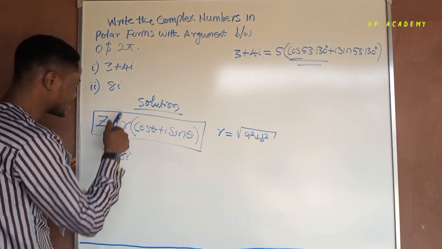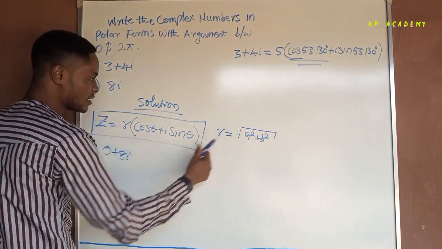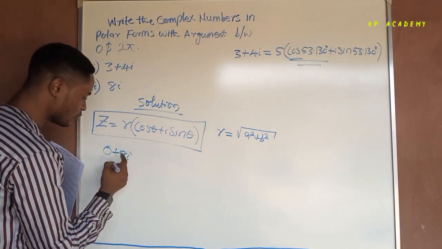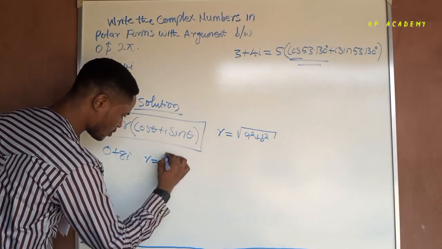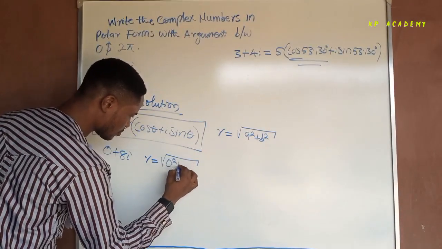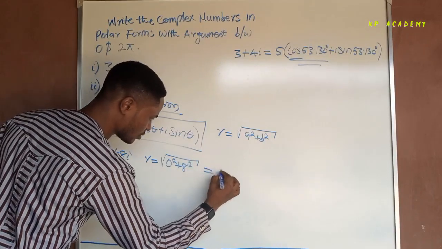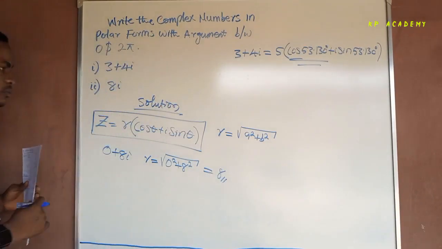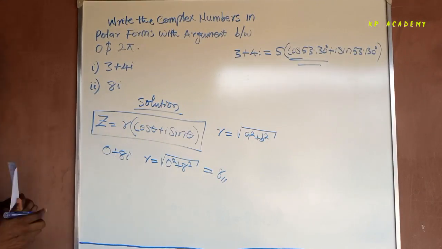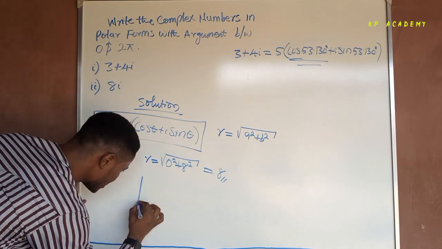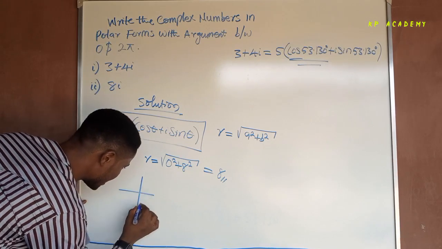Now, if this is the same thing as this, we can now get the modulus. Therefore, the modulus of this complex number is r is equal to square root of 0 squared plus 8 squared, which is nothing but 8. All right, so the modulus of this complex number is 8. What about the argument? To find the argument of a complex number, let us draw the Argand diagram.